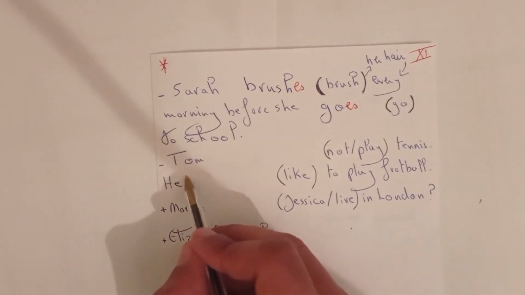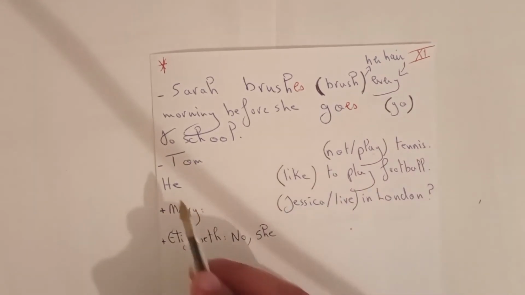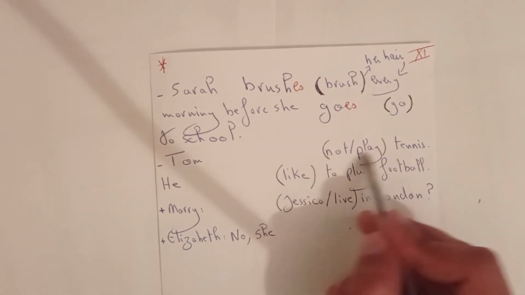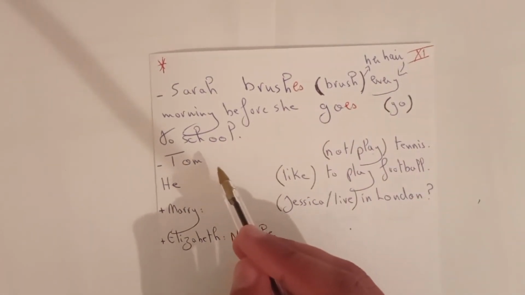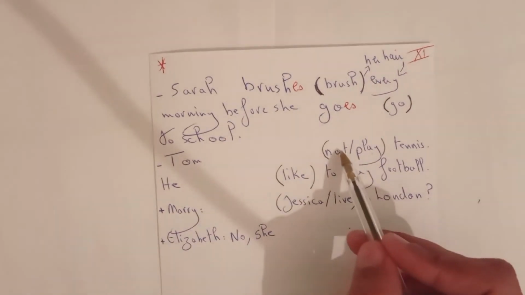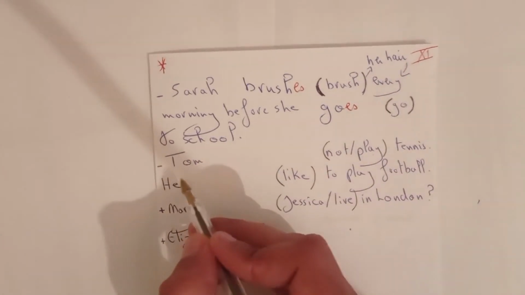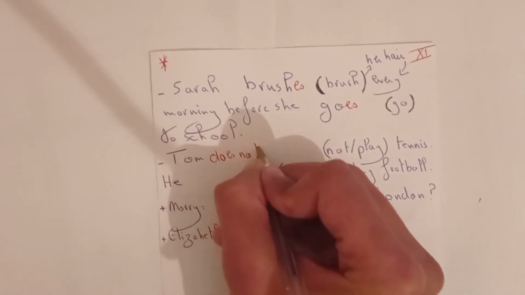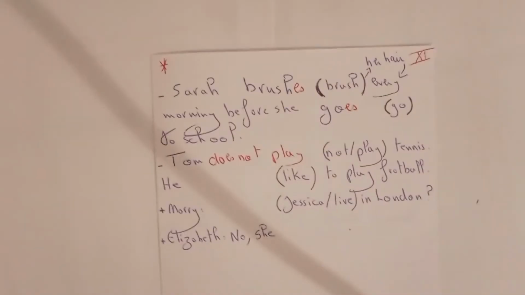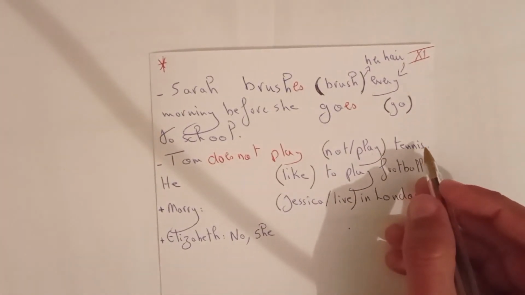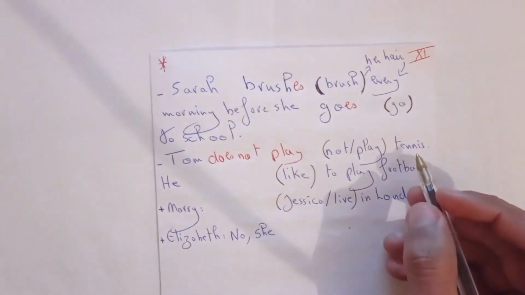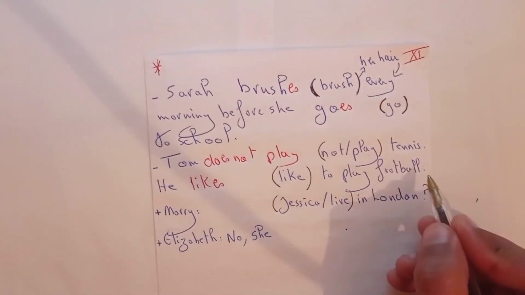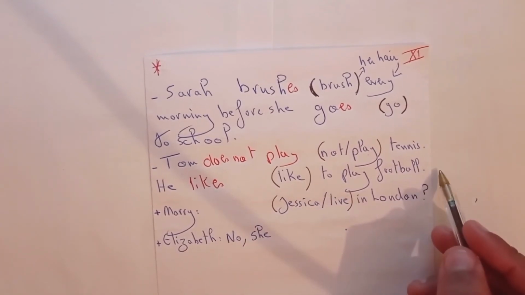Sentence 2. Tom nods and play tennis. So here, yes, we have a negative sentence. And to write a negative sentence, what do we need? Two things. Not and auxiliary. Good, very good. Tom does not play what? Tennis. He what? He likes to play football. He likes to play football.